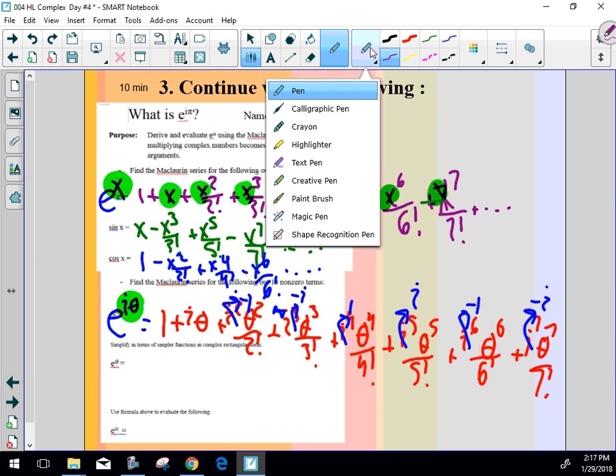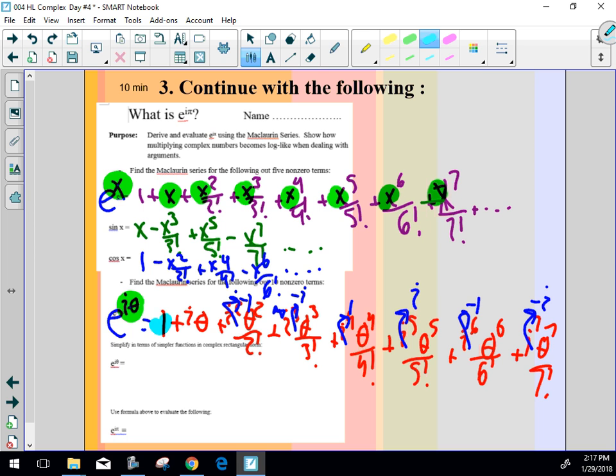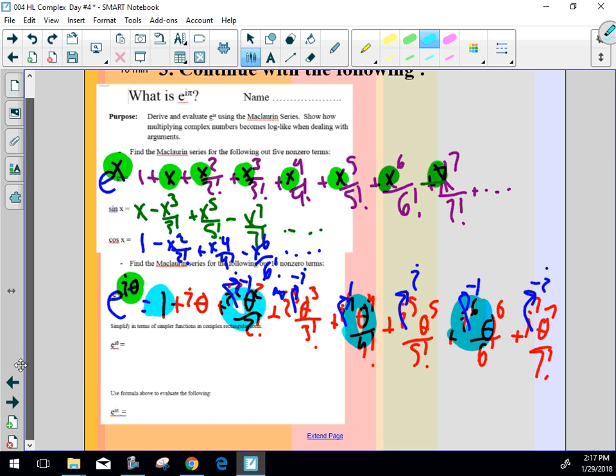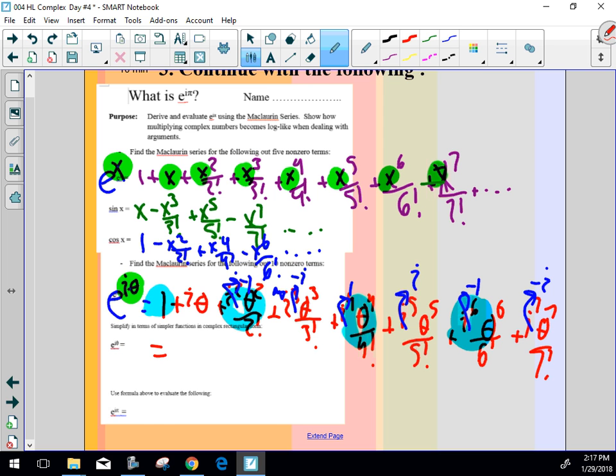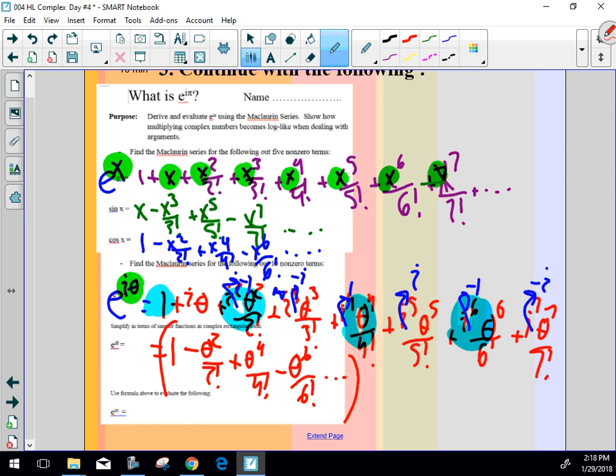And if I group these, the ones that don't have i's will be 1 plus -1 minus theta squared over 2 factorial plus theta to the 4th over 4 factorial, and I can do one more, minus theta to the 6th over 6 factorial. That's one thing. And then I'm going to do another thing.